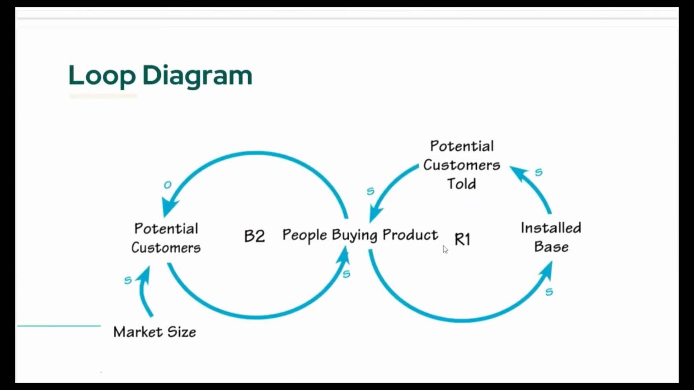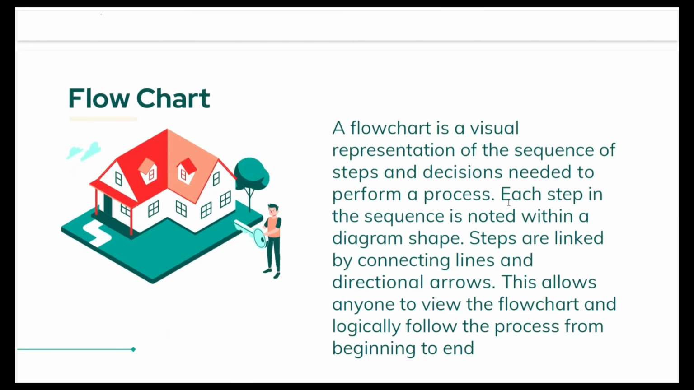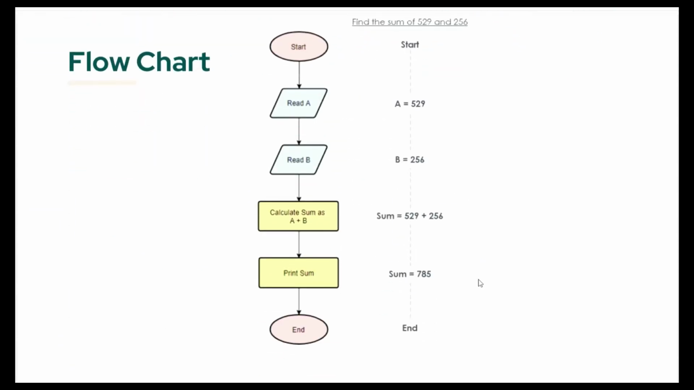Going back to our lesson, a loop diagram. A loop diagram also contains text and arrows. It displays a cycle of data. Another is a flowchart. A flowchart is a visual representation of the sequence of steps and decisions needed to perform a process. Each flow contains different types of data. This is an example of a flowchart. In the following lessons we're going to create and use this flowchart.